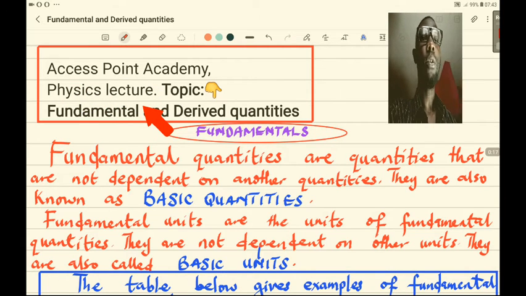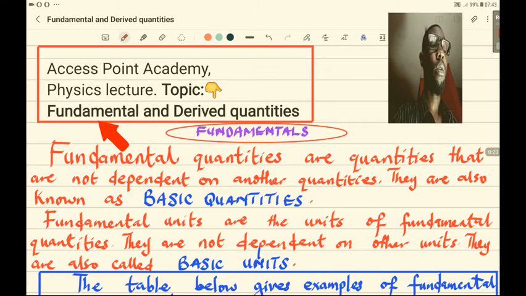Topic: Fundamental and Derived quantities. In physics, there are quite numerous quantities that we need to know, some of which are scalar quantities and vector quantities. We also have fundamental and derived quantities. So in this lecture, we want to learn fundamental and derived quantities.